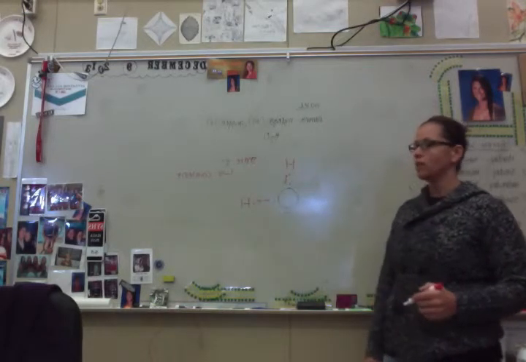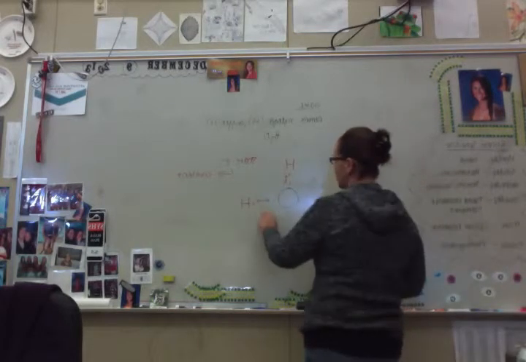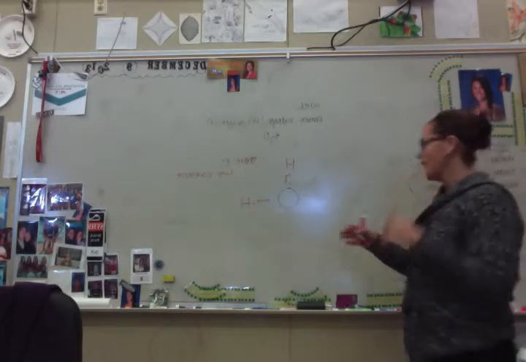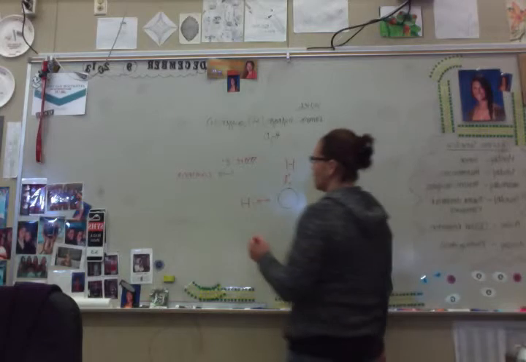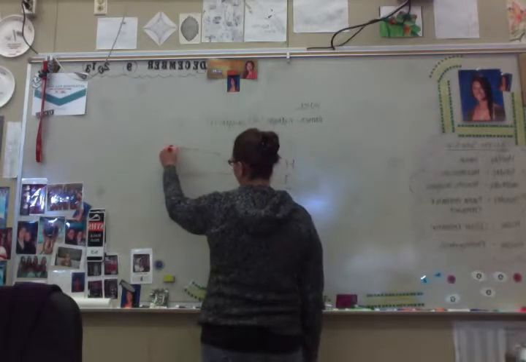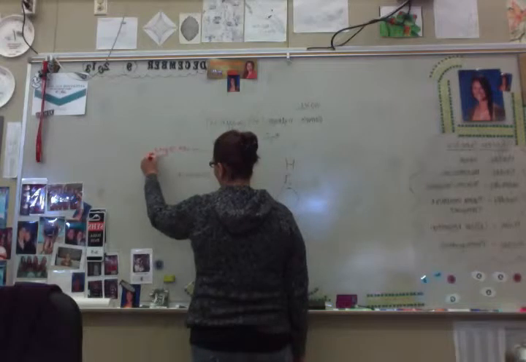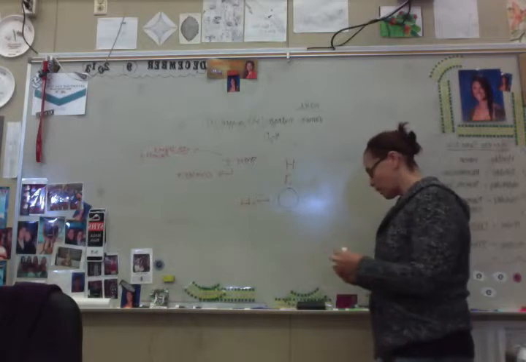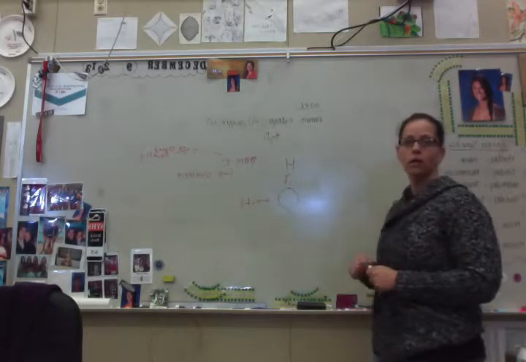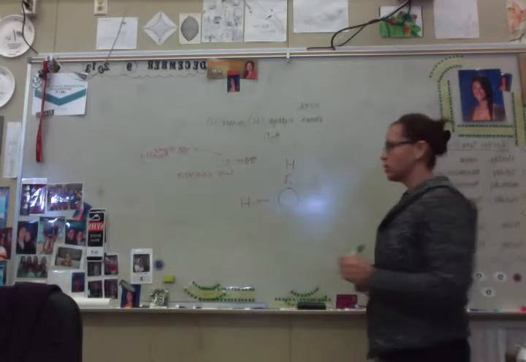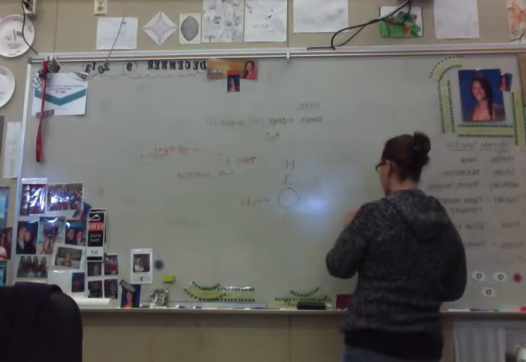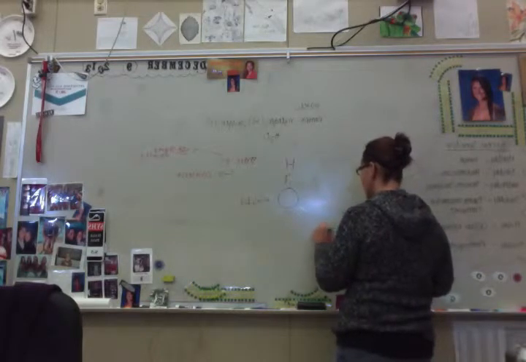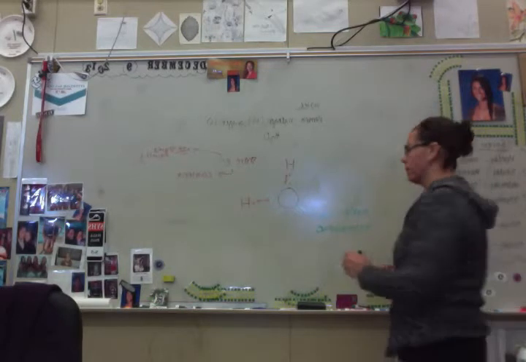Normally we would say that these electrons are shared equally, and in most covalent bonds they are. But in water, they are not shared equally. Why is that? What's highly electronegative? The oxygen. Because oxygen is highly electronegative, which means what? It has a lot of pull. It pulls the electrons closer to it.